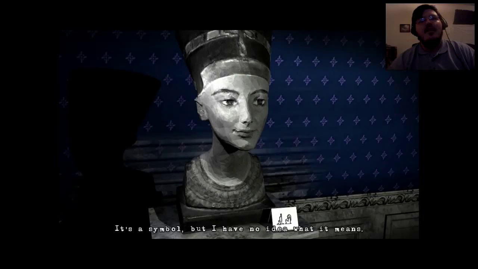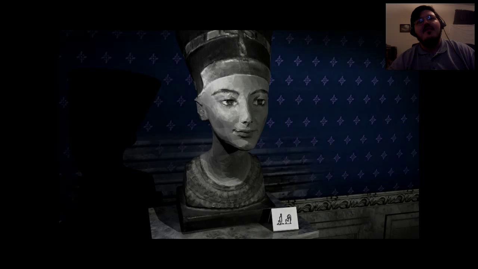It's a symbol, but I have no idea what it means. Throne and a pharaoh and a fan. That's what it means. See, that's kind of the throne, you know.